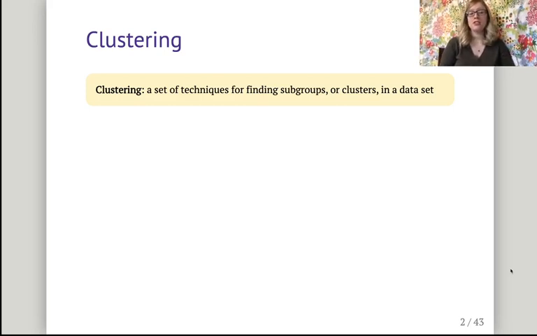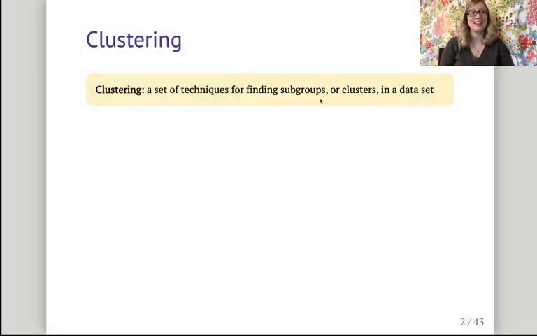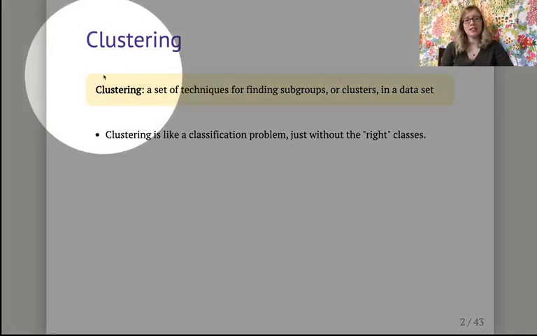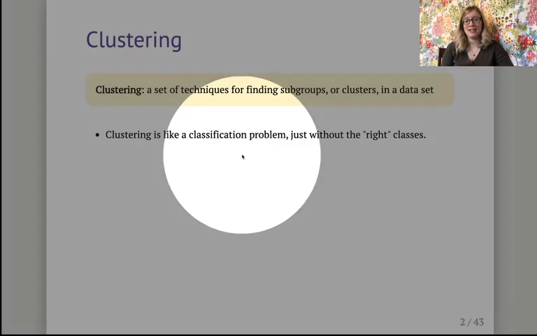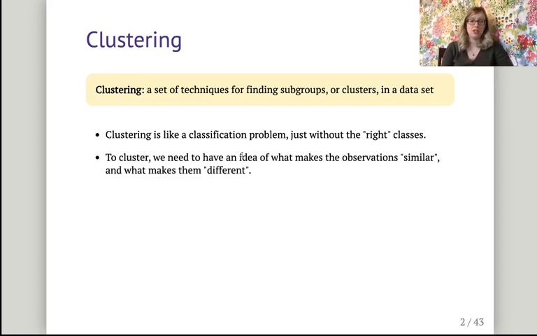Clustering is used to find a set of subgroups or clusters in a data set. Essentially, what we're trying to do when we cluster is find classifications that weren't actually represented in the data. So clustering is like a classification problem in that sense. However, we just don't know what the right classes actually are. So we're trying to look for groups of similar observations.